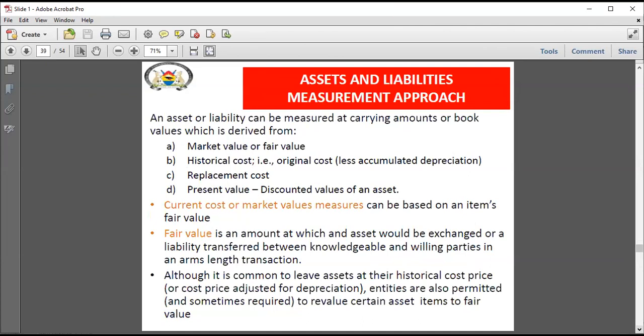Okay. So assets and liabilities, basically here is a measurement approach, just for us to look at how we measure our assets and liabilities. Now, we have what we refer to as market value or fair value. We have what we refer to as historical cost, original cost, in brackets less accumulated depreciation. Then we have replacement cost, and then present value, which is looking at discounted values of an asset. Of course, we know very well that when we are valuing our assets, especially at this level of financial accounting principles, we look at the historical cost, the cost at which we bought, let's say, the vehicle.